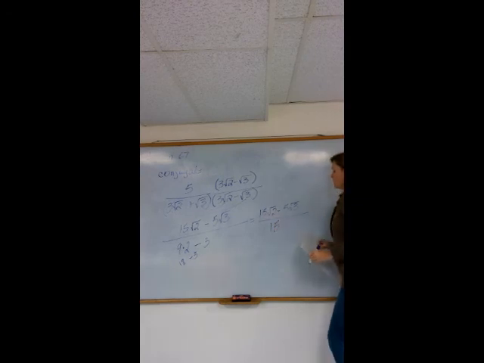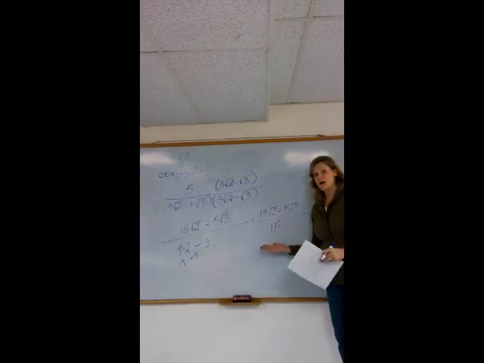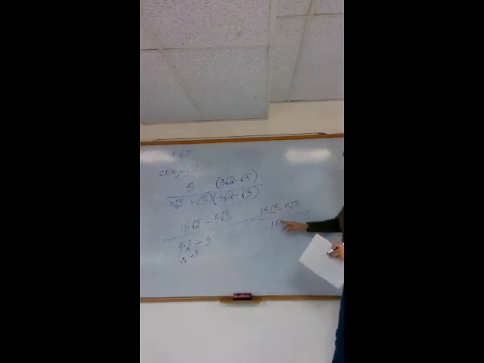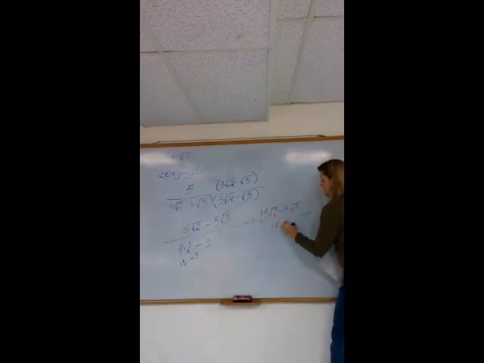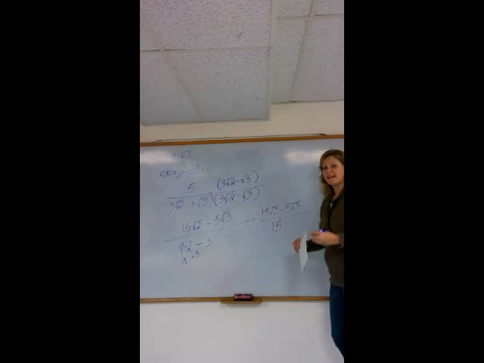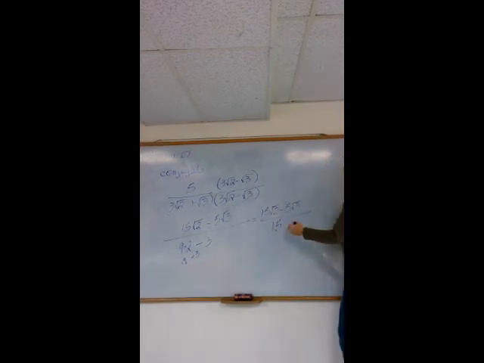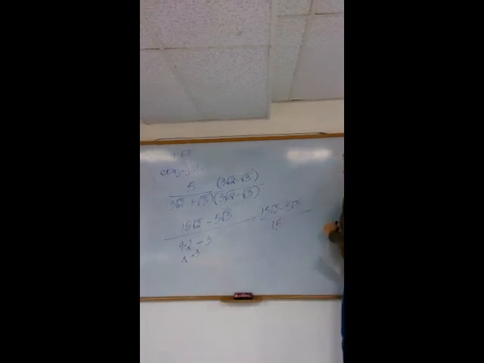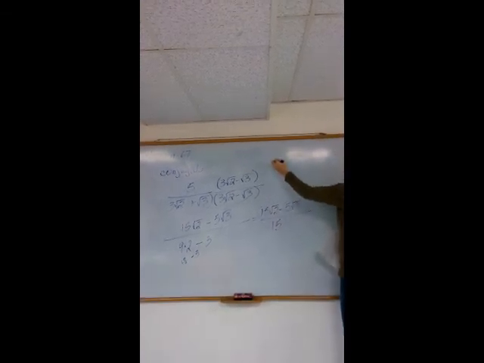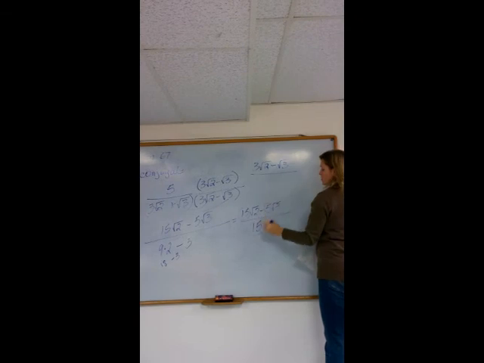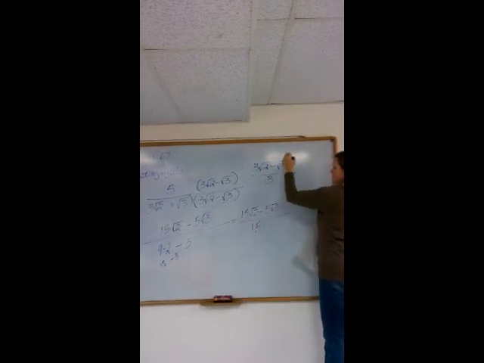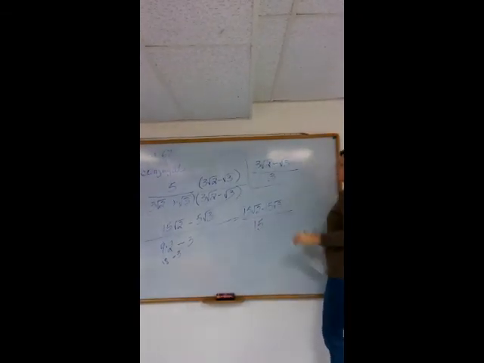Now, I've succeeded in getting my square root out of the bottom of the fraction. But notice here that all of these numbers are divisible by 5. So I can actually go one more step and reduce my fraction. So I'm going to divide each of those terms by 5. And so 15 divided by 5 is 3 times the square root of 2 minus 1 square root of 3 over 3. And that is my final answer.